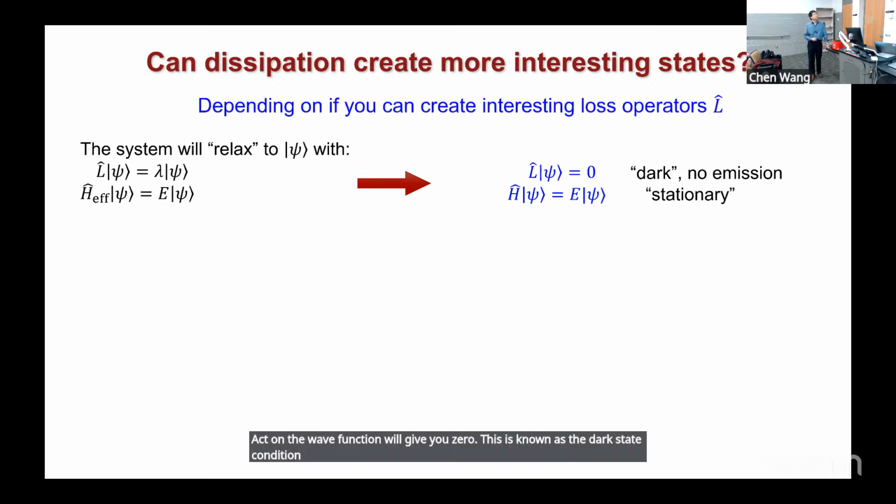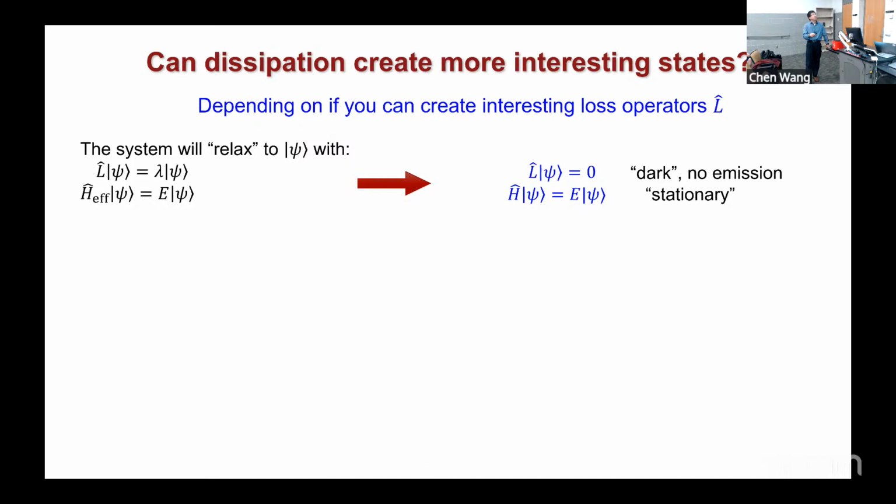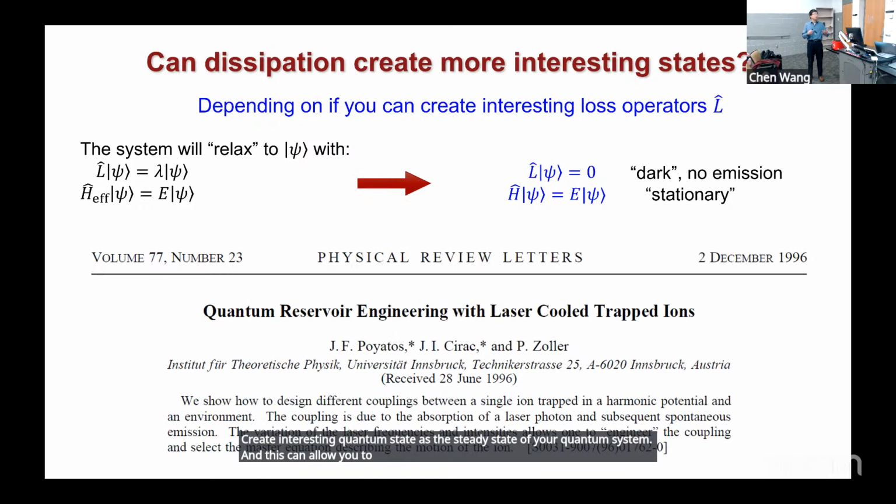So this term, dissipation engineering, is coined in the context of engineering the environment to stabilize an interesting quantum state as the steady state of your quantum system. And this can allow you to prepare, for example, resource states that are interesting for quantum information purposes.